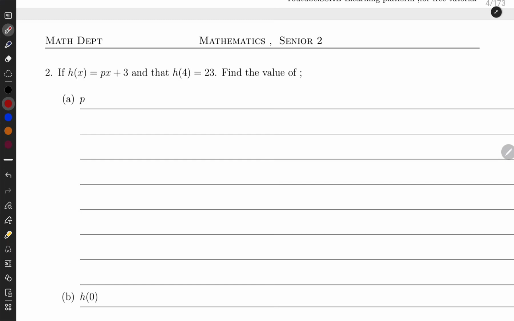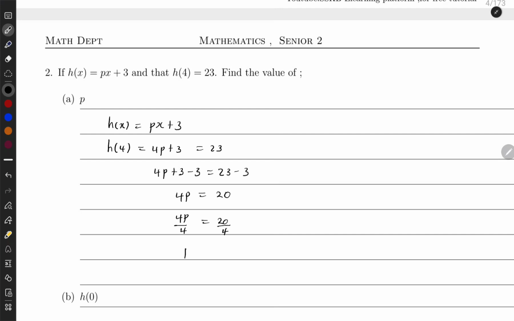Okay, now we move to the part for functions. If h(x) equals that, find the value of p. For functions, from h(x) equals px plus 3, just substitute when our x is 4. So this is 4p plus 3. However, they are claiming it is equal to 23. Therefore 4p plus 3 equals 23. You can subtract 3 on both sides. So therefore my 4p equals 20. Then you divide through by 4. So therefore my p equals 5. Something like that. So that's our value of p.